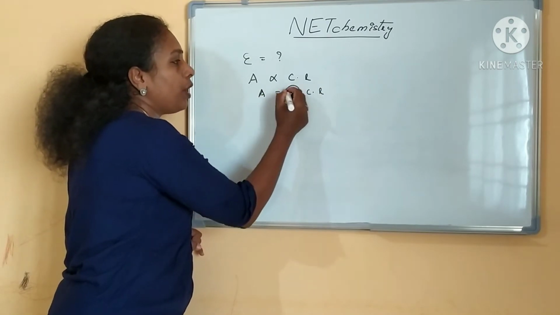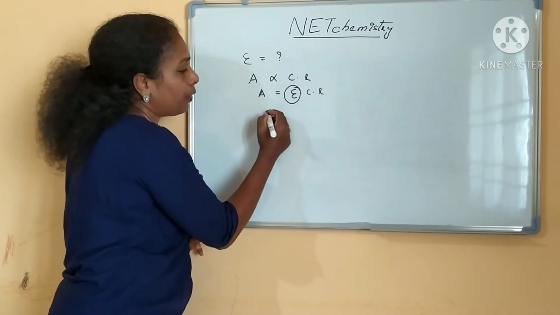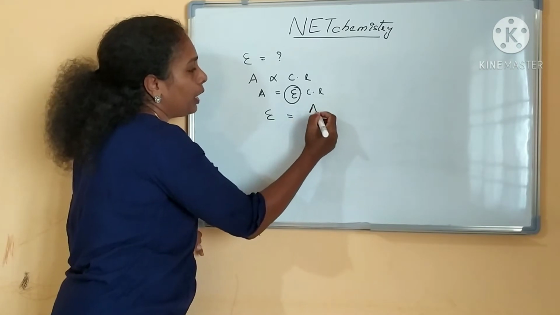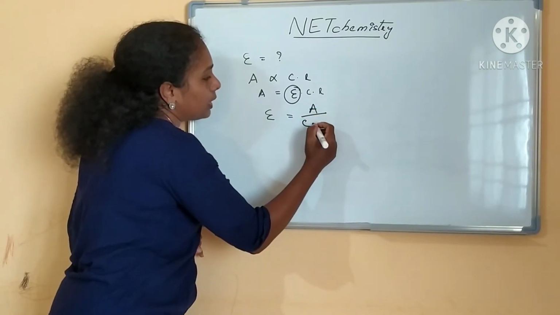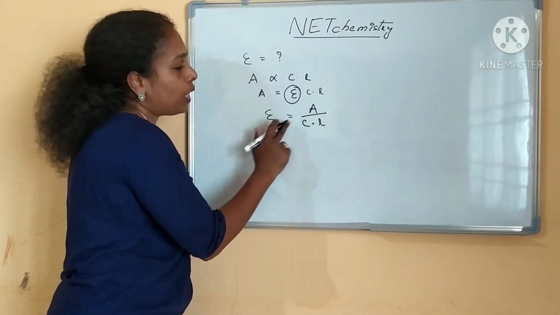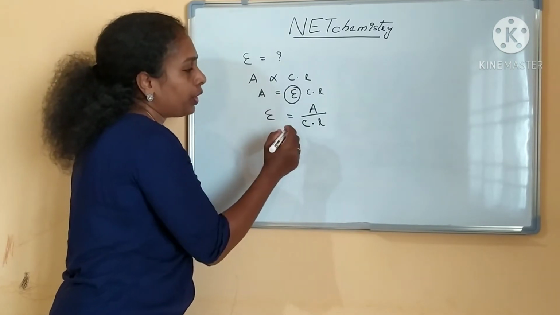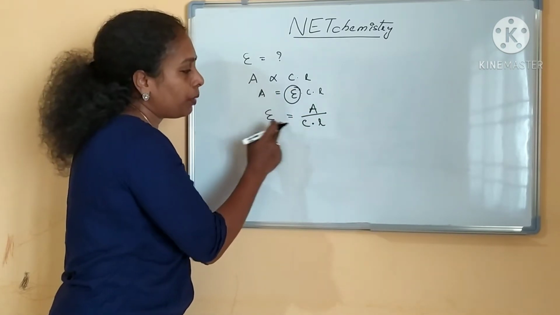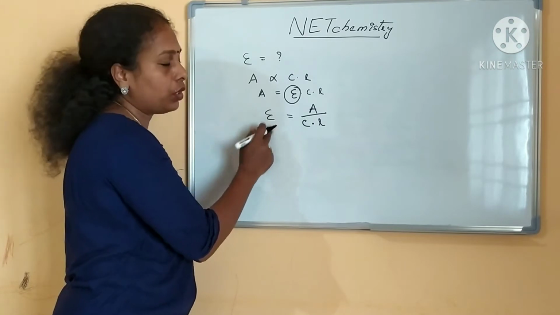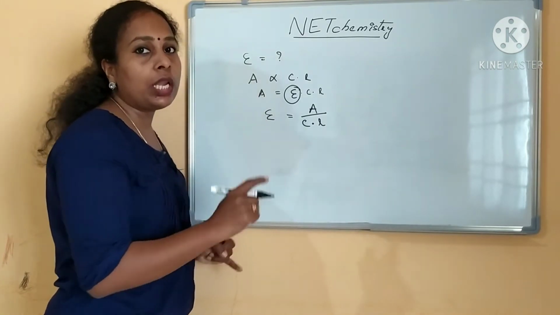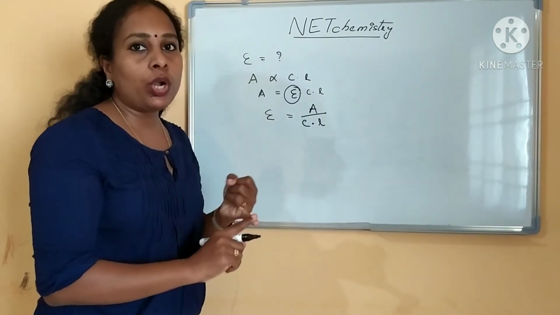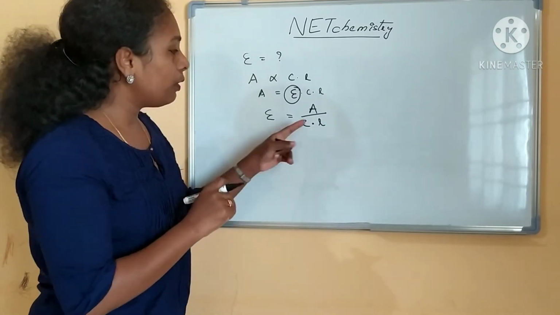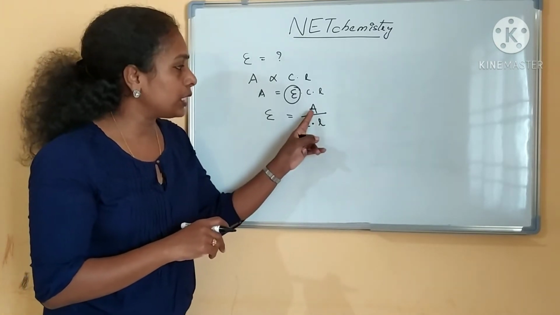Now, what we have to find out is epsilon. So, epsilon is equal to absorbance divided by concentration times length. And how do we find the unit of epsilon? These are the two important questions: what do you mean by epsilon, and what is the unit of epsilon? We will find out the unit of epsilon first.